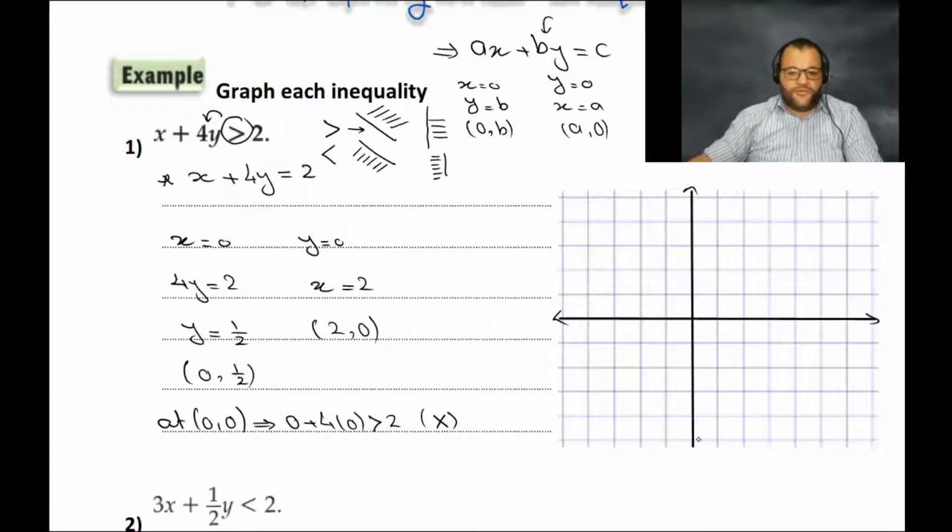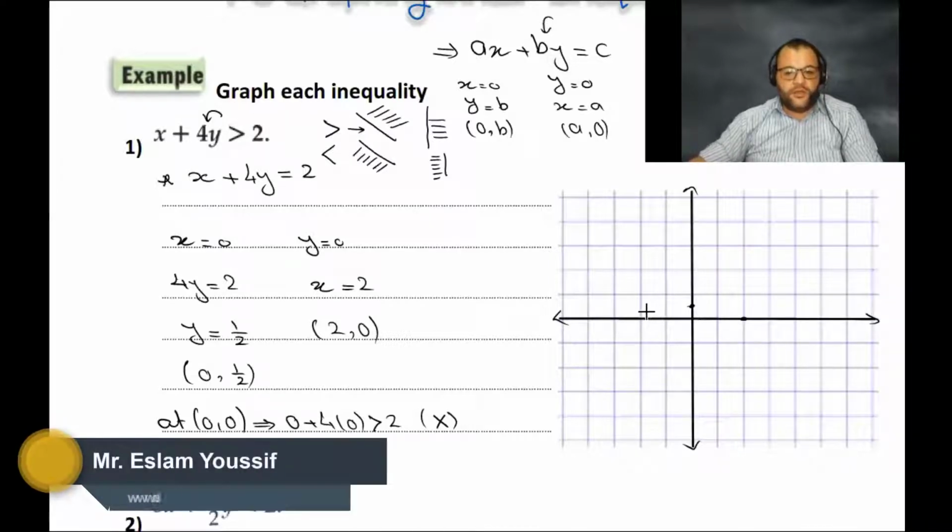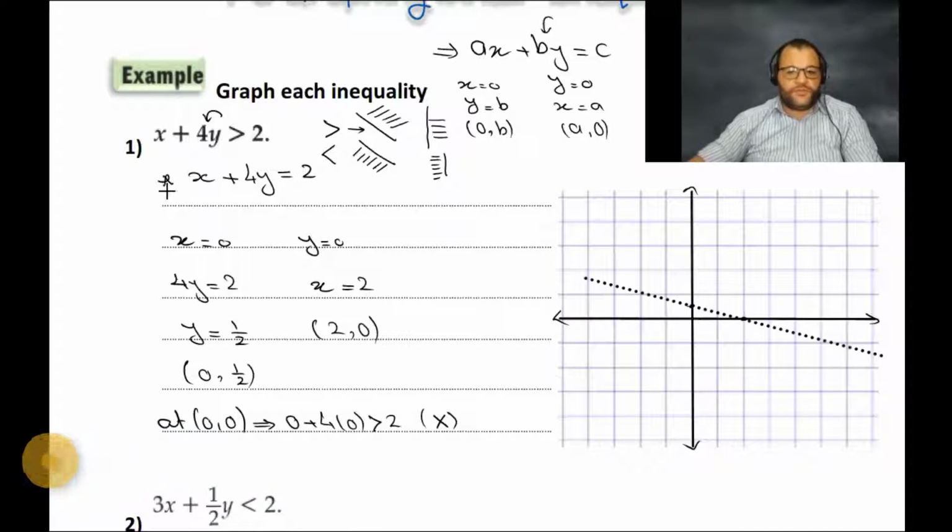We need to graph the first point, which is 0 and 1 over 2. That's 0 and 1 over 2. The second is 2 and 0. Because the sign here is greater than or smaller than only, without equal, it means the graph will be a dotted line. What is that again? Again for this one.